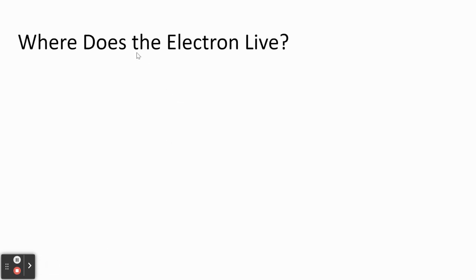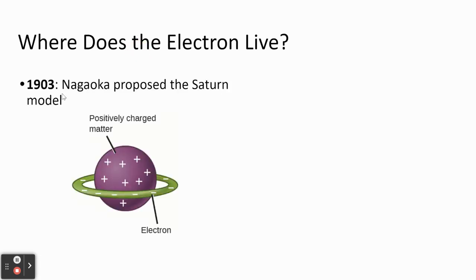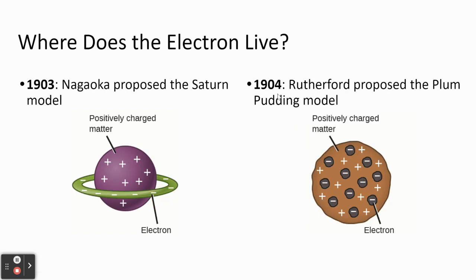Okay, so the next question was, atoms are made of electrons, but where are the electrons in those atoms? So early on in the beginning of the 1900s, Nagaoka said that the atom was arranged something like a Saturn model, where we have the positively charged matter in the center and the electrons are kind of a ring around that positively charged matter. In 1904, Thomson came up with the plum pudding model, which essentially said that we have this positively charged matter and the electrons are embedded within that positive charge.